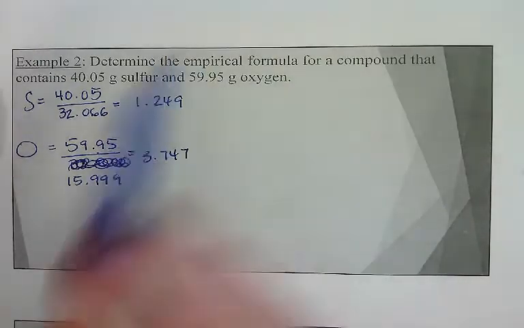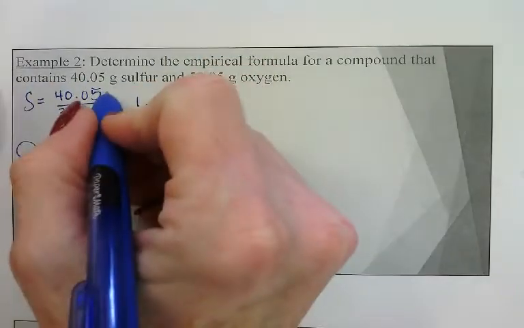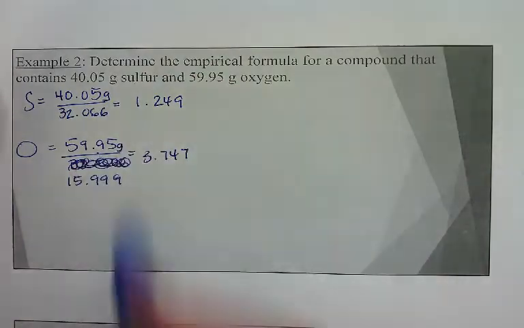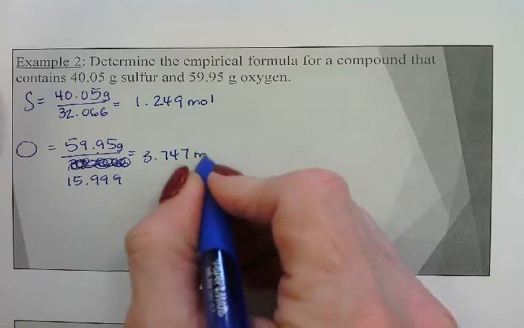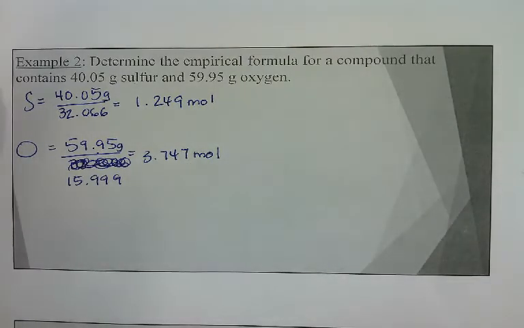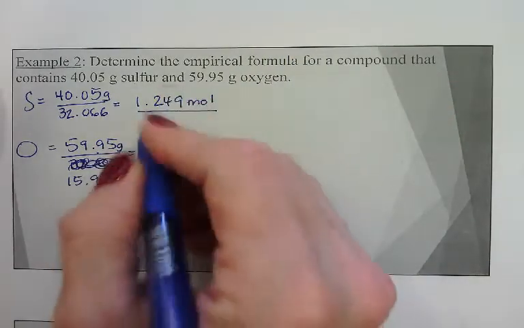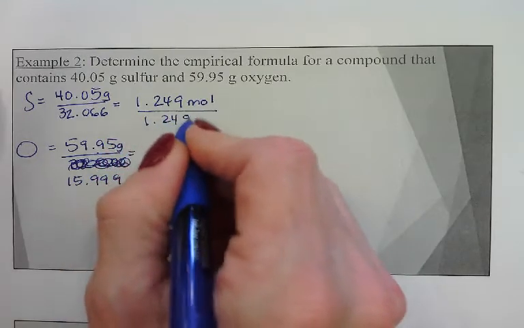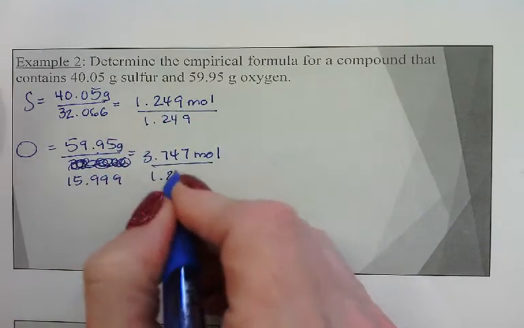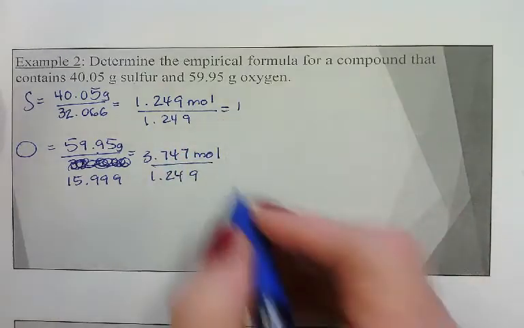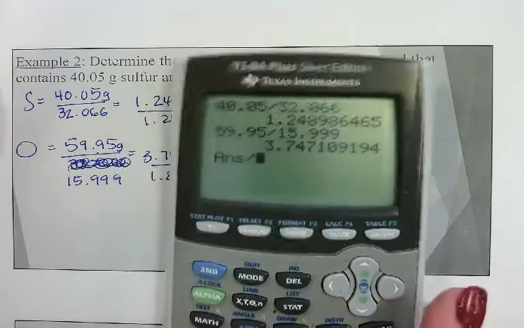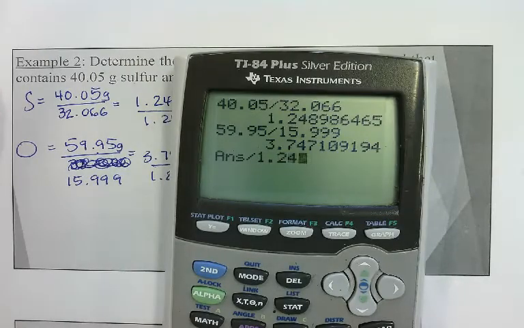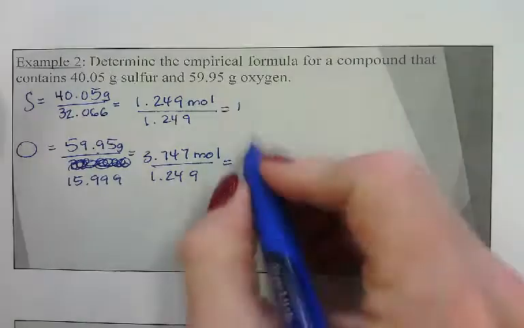Okay, so we went percent to mass. Well, it's already in mass. Mass to mole. So it's 1.249 moles, 3.747 moles. Next step, divide by smallest. Well, that's the smallest. So I'm going to divide both of these by 1.249. That's equal to 1. That's equal to, don't know. Divided by 1.249. Ooh, look at that. That's a 3.